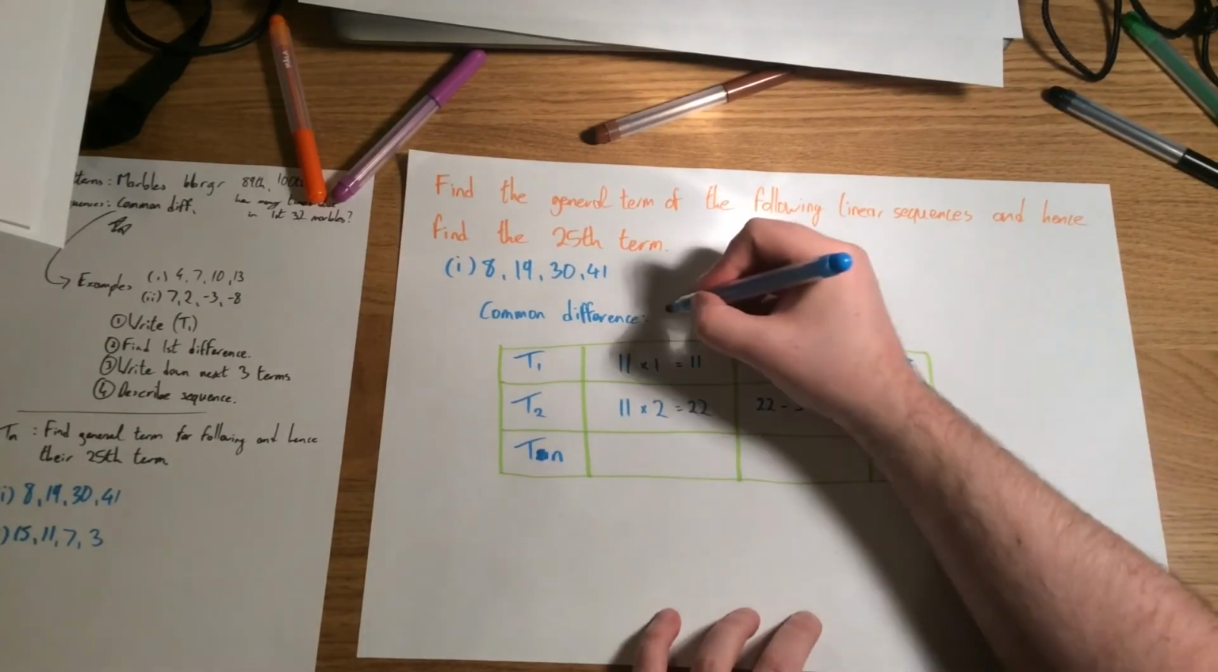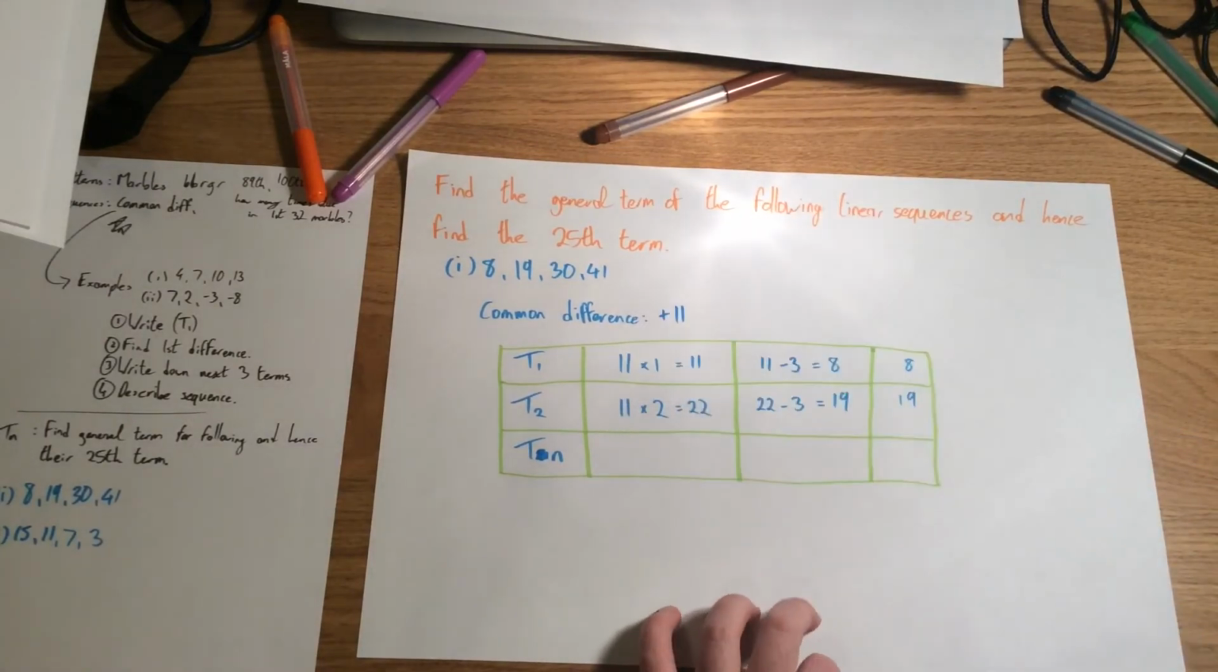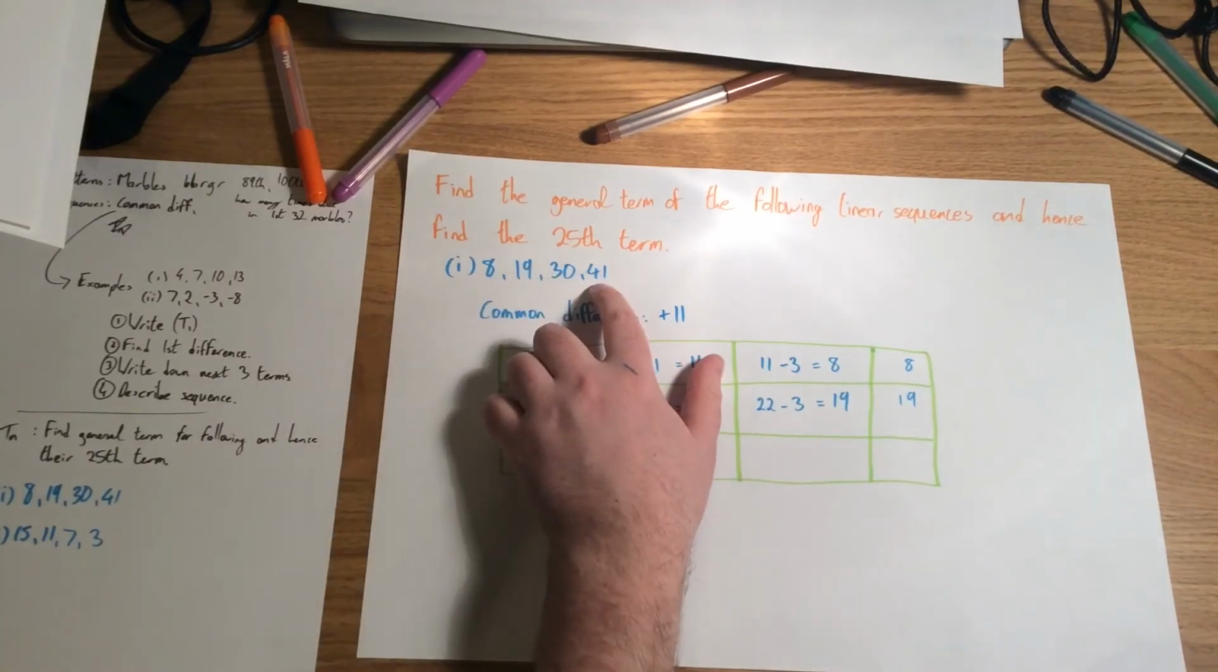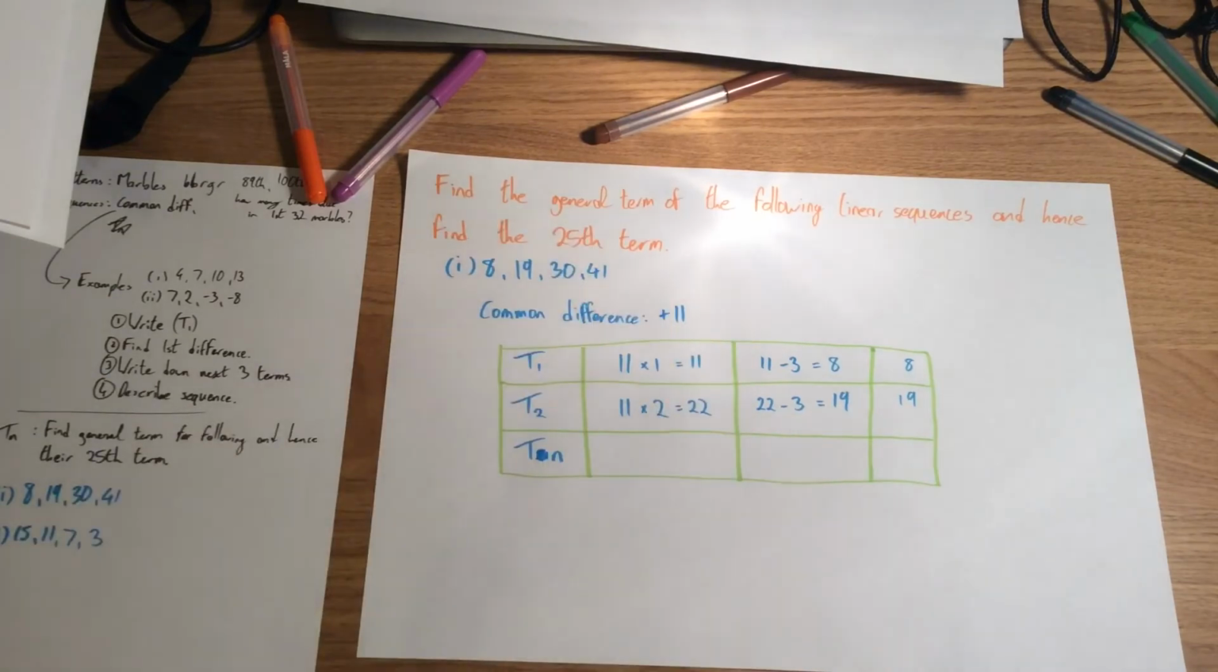And it's plus 11. Okay? So plus 11 is the common difference. It's going up by 11 every time. So the next term would be 52, and the next one would be 63, and the next one would be 74. Okay, so let's have a look. What have I done down here?